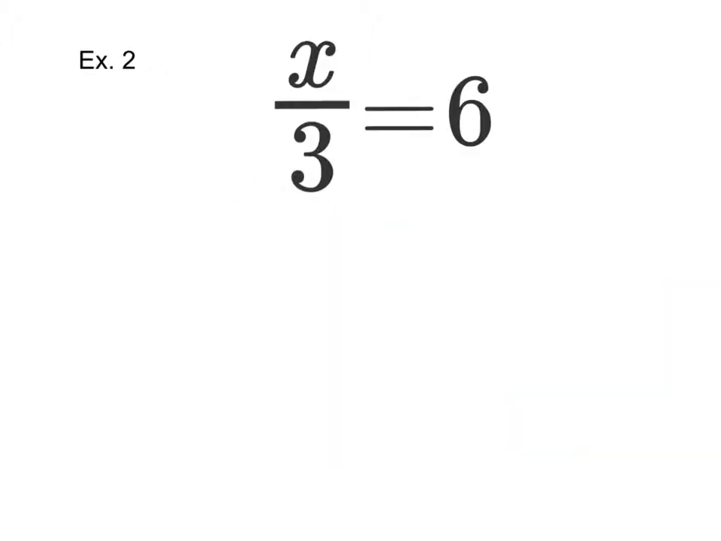All right, in this next example, we're trying to solve for x. X is being divided by 3. So the opposite operation would be to multiply. We're going to multiply both sides by 3 because whatever we do to one side, we do exactly the same thing to the other side. In this case, the 3's cancel, leaving just the x. 6 times 3 is 18.